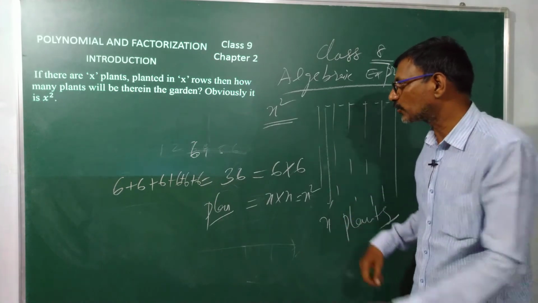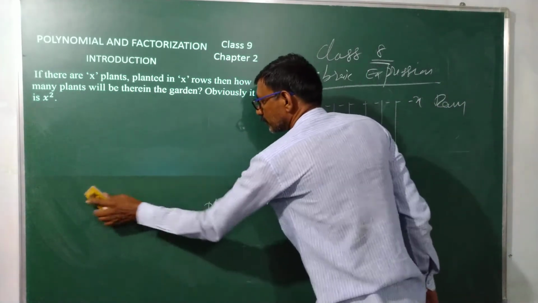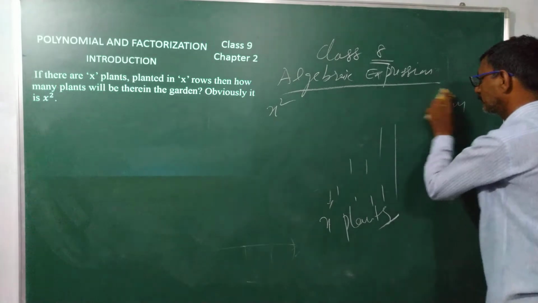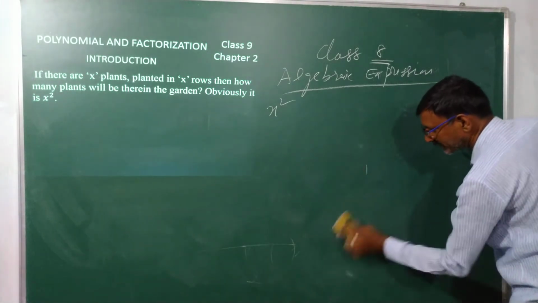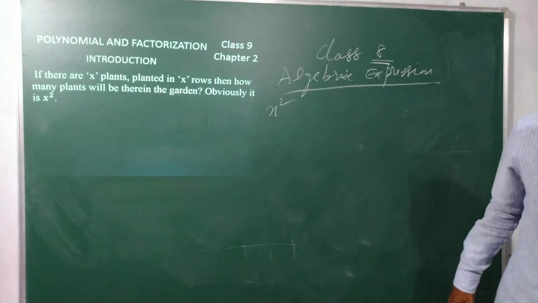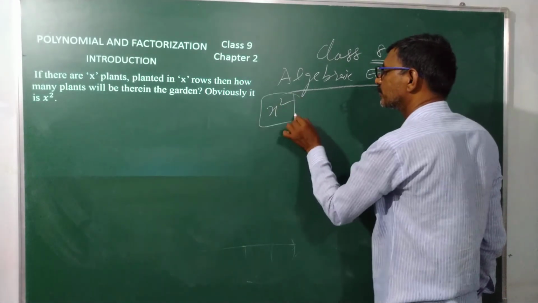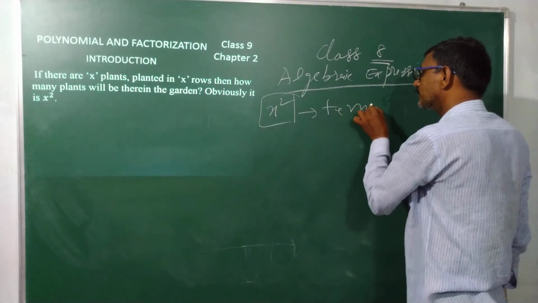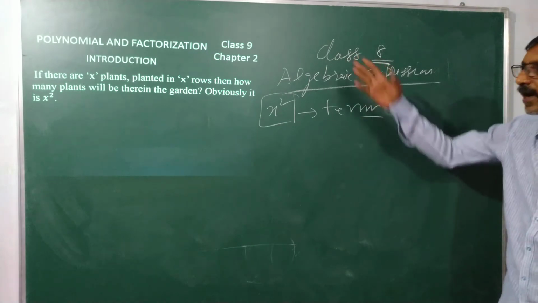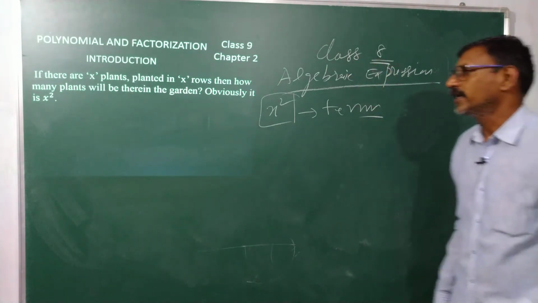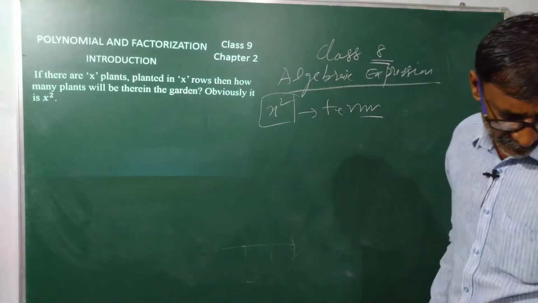By observing this one, I got x square. This x square is called a term. This is my term in an algebraic expression. Similarly, you will see some more examples.